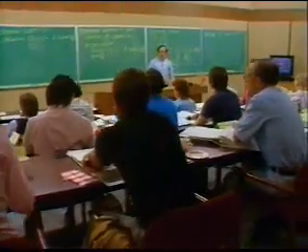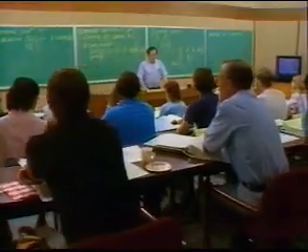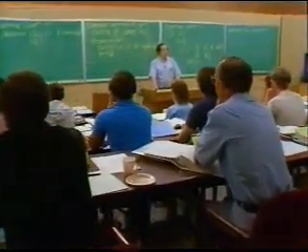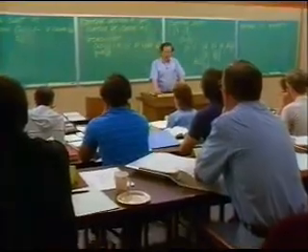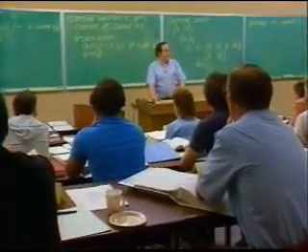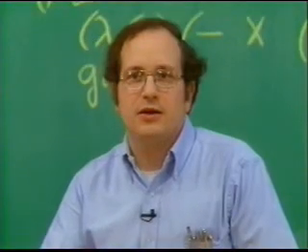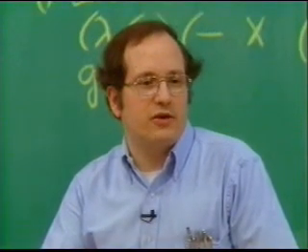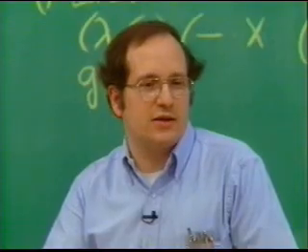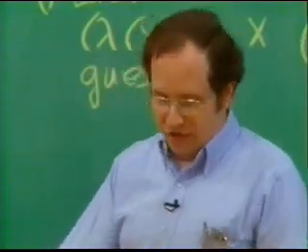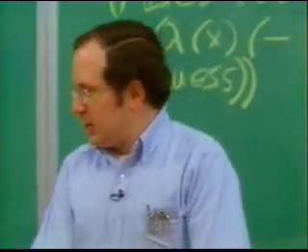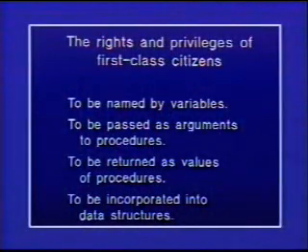Now I want to end this with basically an idea of Chris Strachey, one of the grandfathers of computer science. He's a logician who died, I suppose, about 10 or 15 years ago. I don't remember exactly when. He was one of the inventors of something called denotational semantics. He was a great advocate of making procedures or functions first-class citizens in a programming language. Okay, so here are the rights and privileges of first-class citizens in a programming language.